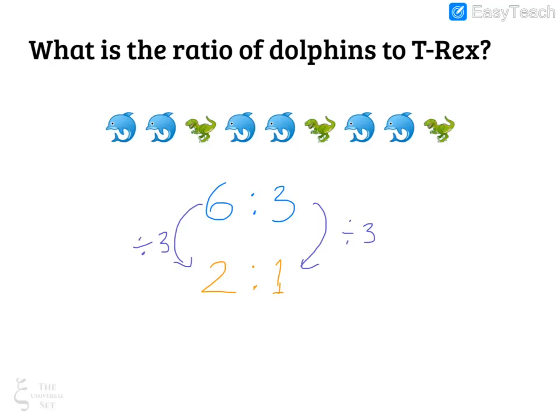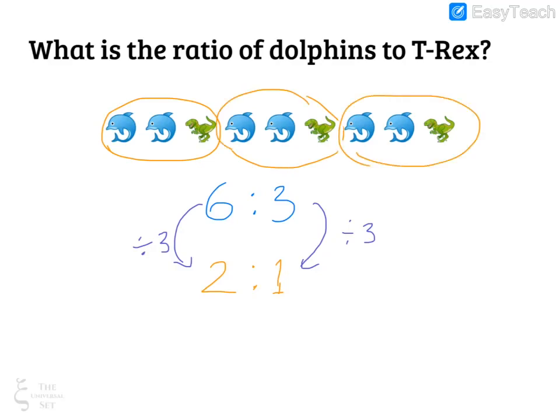And what that sort of means is, for every 2 dolphins, there is 1 T-Rex. And we can check that that's definitely the case by grouping them off here. 2 dolphins, 1 T-Rex. 2 dolphins, 1 T-Rex. 2 dolphins, 1 T-Rex. So the ratio is 2 to 1 because for every 2 dolphins, I've got 1 T-Rex.